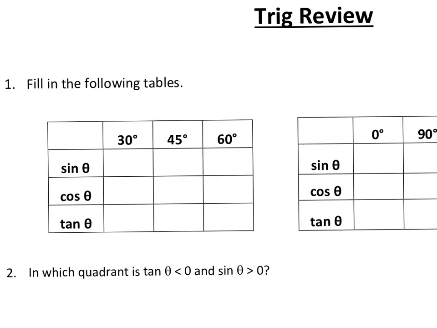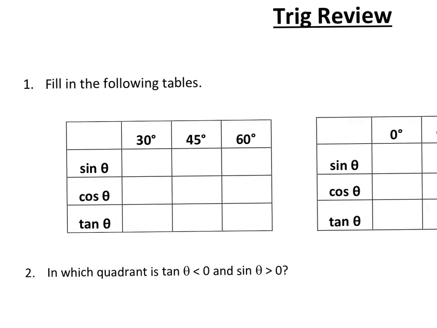Okay, so in number 1, it says fill in the following tables. So, I mean, you really just want to have this first one memorized. The easy way to do it is with sine and cosine. The denominator of each of these fractions is 2. Now with sine, the numerators go 1, 2, 3. Whereas cosine, they go 3, 2, 1.